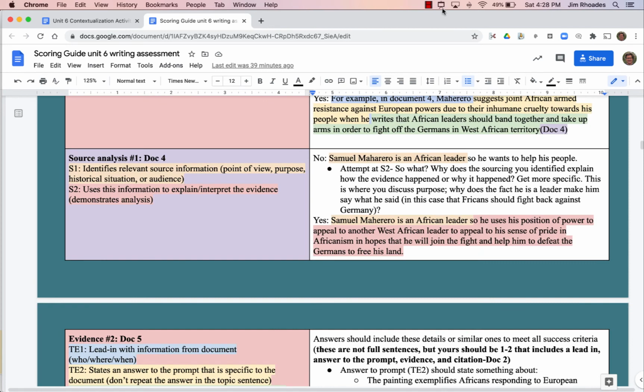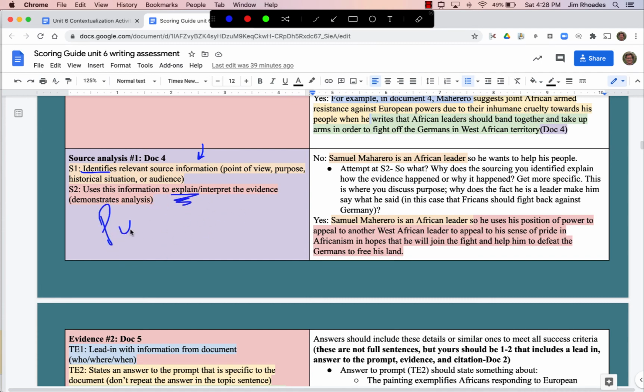To go back to the source analysis, we are doing 2 things. We're identifying the information we're picking, and then we're using it to explain the evidence. And this is the trickiest part. And one thing that we've added from the last one is that this is a good place actually to talk about the purpose. And I would actually advise that we don't select purpose here, but we talk about purpose down here. We'll see that in a minute.